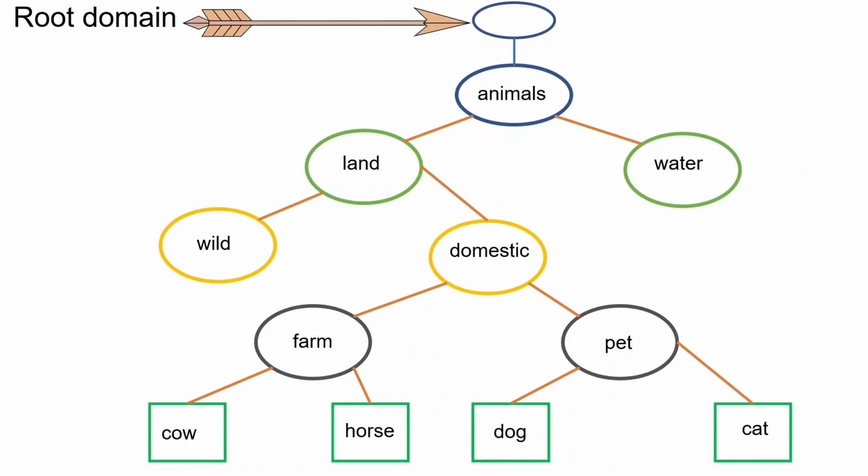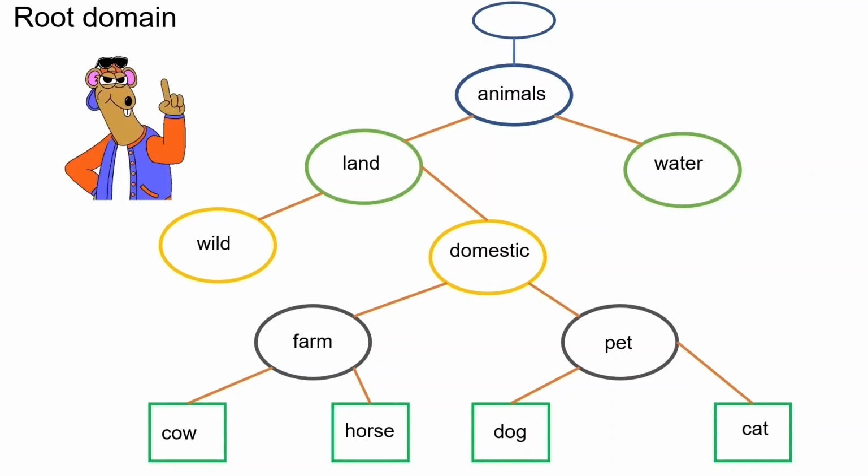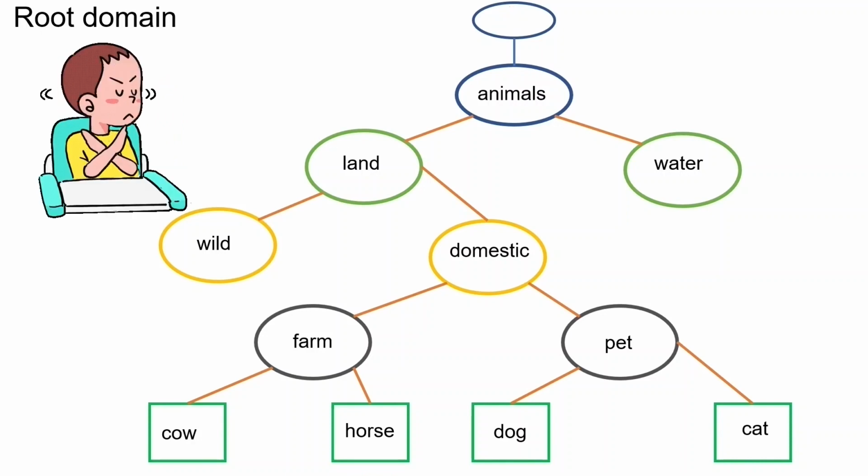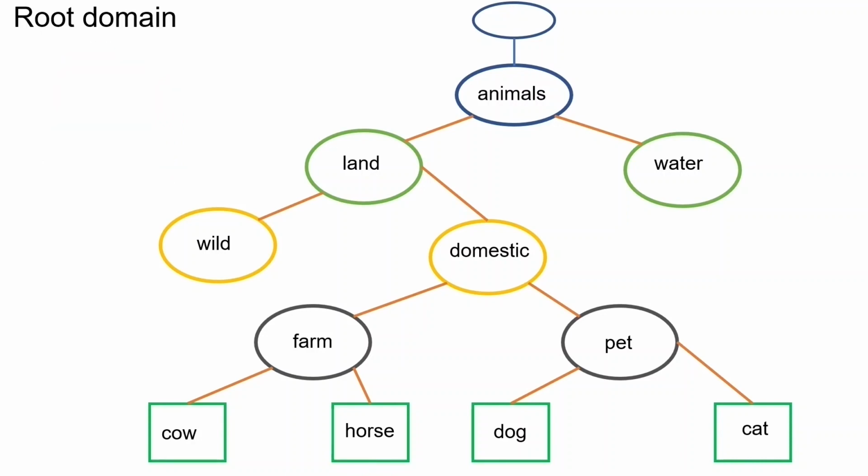DNS starts its hierarchy from the root domain. To represent a root domain, it uses a null label. The root domain is the topmost server in the hierarchy. You can't create a domain above it. In other words, it is the only domain that does not have a parent domain. Besides this domain, all other domains have a parent domain.